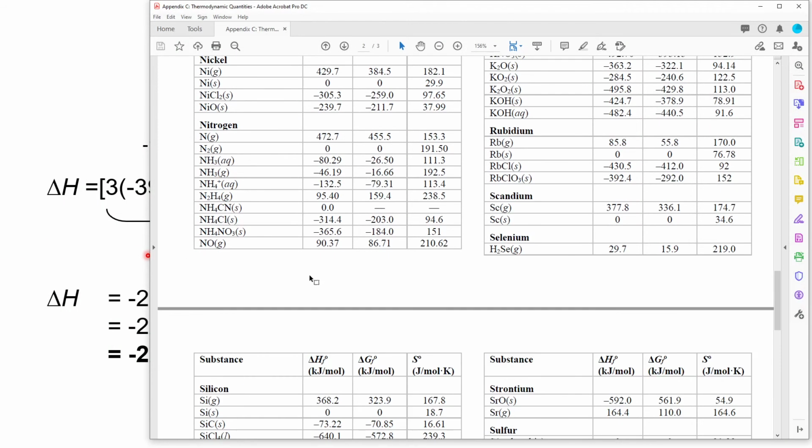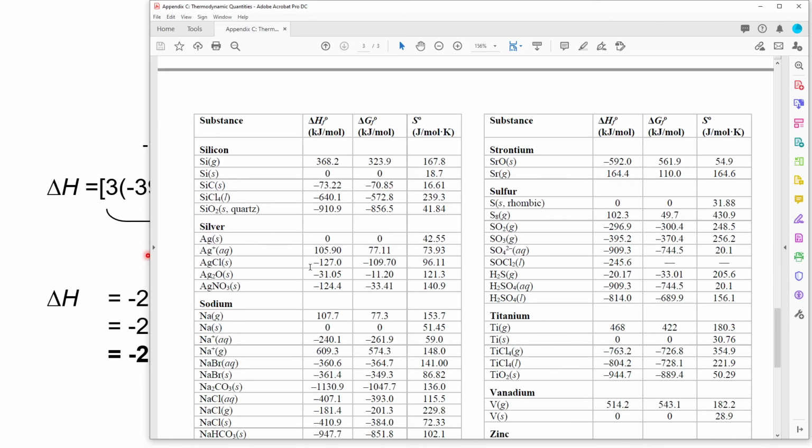All right, so we'll do sulfur dioxide. There it is. Sulfur dioxide has an enthalpy of formation of negative 296.9. So negative 296.9. And then for sulfur trioxide, negative 395.2. And that's kilojoules per mole. And then the oxygen is going to be 0. And I'm going to write these all down. So now we'll go back.